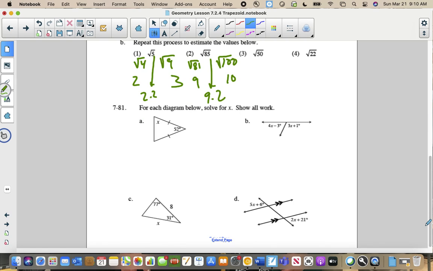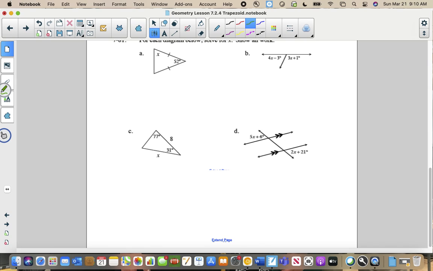I suspect you won't have too many problems on this one, other than on this bottom one, D. This is going to be 2x plus 21 also, because of corresponding angles, because those lines are parallel, and then you have vertical angles, so set those equal.